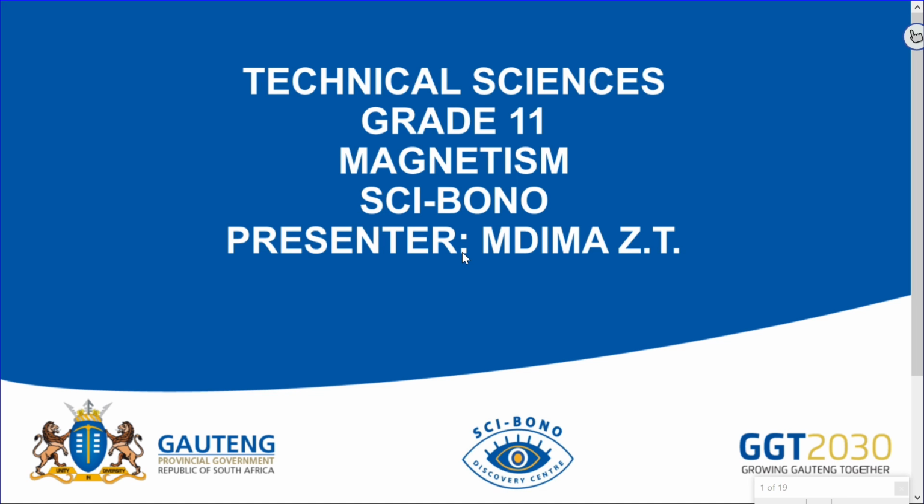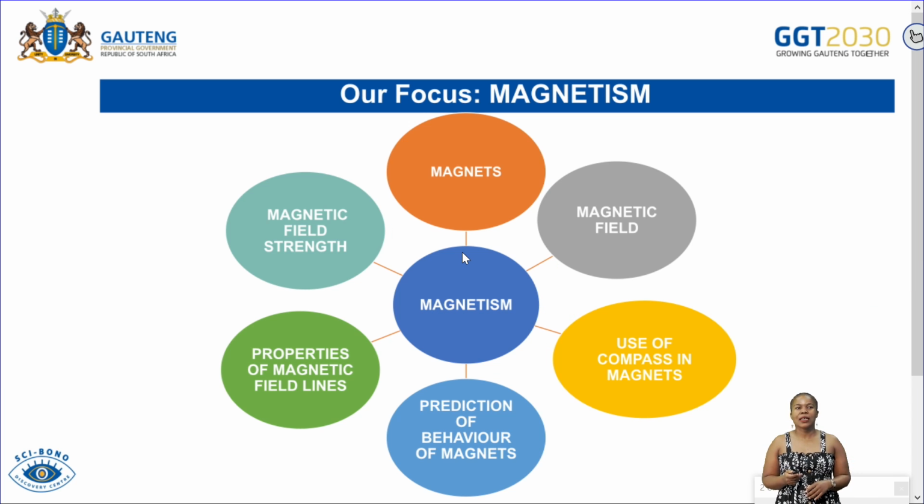Okay, so today we are going to be looking at term 2 content in grade 11, and first up we're going to be focusing on magnetism. Okay, so let's get started by getting an overview of what we're going to be looking at on magnetism.